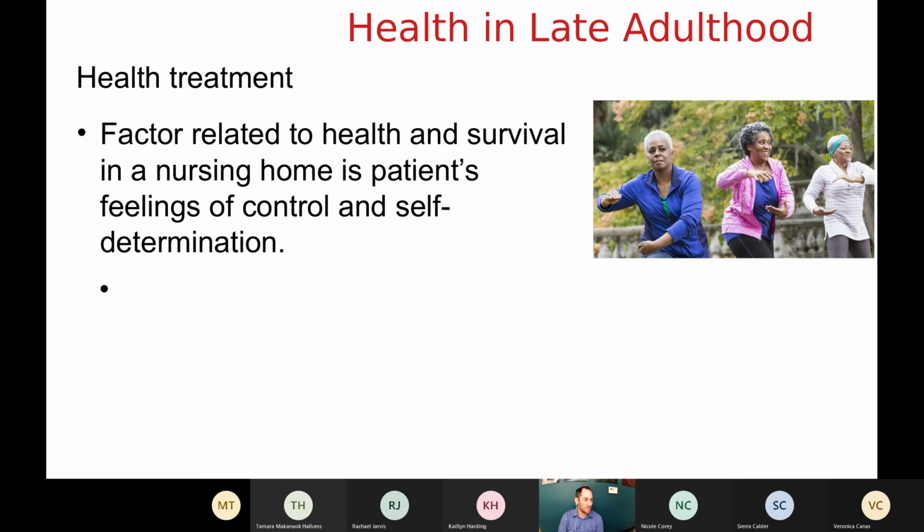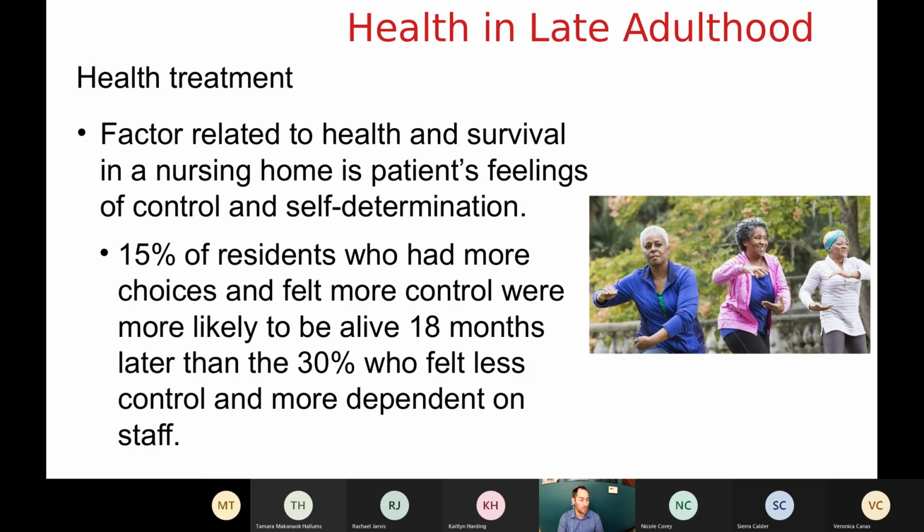So one of the biggest factors related to the health and survival of late adults is their own perceived self-efficacy and self-determination. If they feel like they are dependent on other people for more things, they will tend to have a less happy, less thriving life. If they feel like they have more choices, more things they can do, that they can be more independent, they will tend to have a longer life.